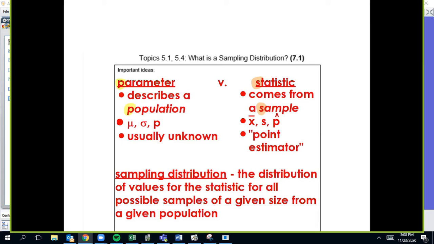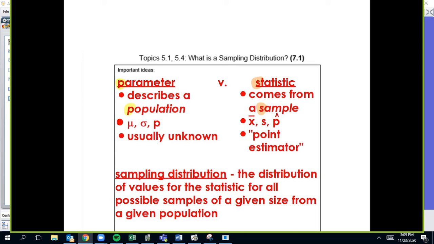Notice that we use a lot of Greek letters for the parameters, mu, sigma, and then P isn't a Greek letter, but some people use pi, we don't. And then for the statistics, we use like X bar, S for standard deviation, and P hat. Remember, that's a P with a little hat on it. We did that when we did our Y hats too. That little, what's it called? Caret on top of the P is a hat.